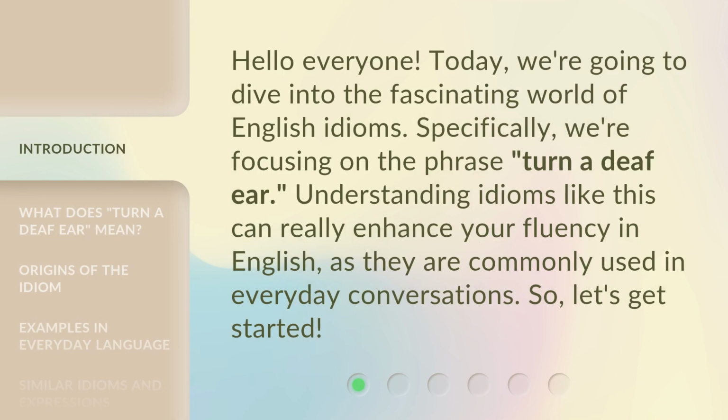Hello everyone. Today, we're going to dive into the fascinating world of English idioms. Specifically, we're focusing on the phrase "turn a deaf ear." Understanding idioms like this can really enhance your fluency in English, as they are commonly used in everyday conversations. So, let's get started.